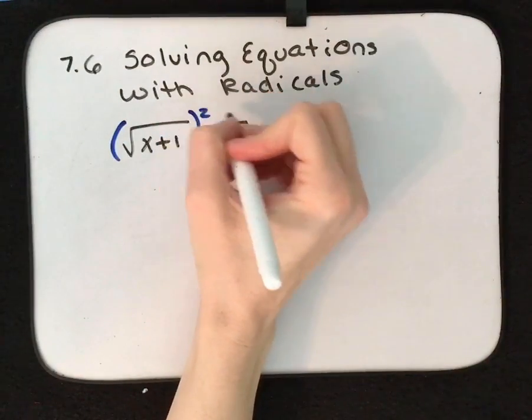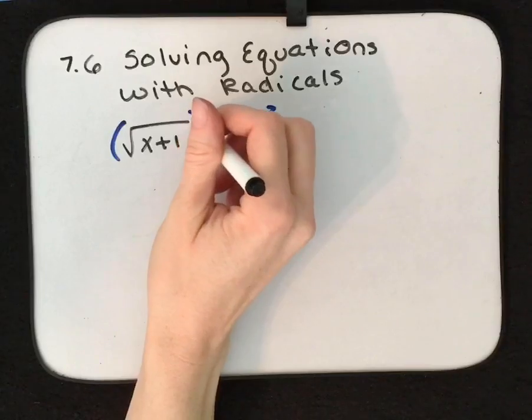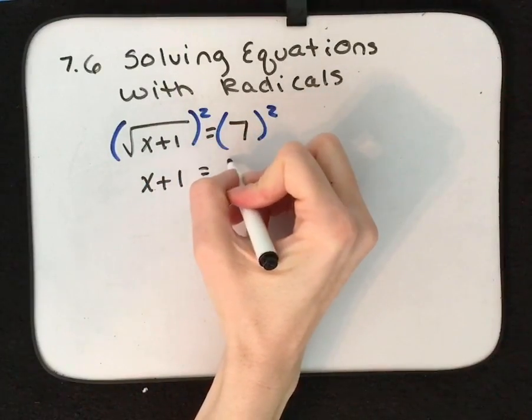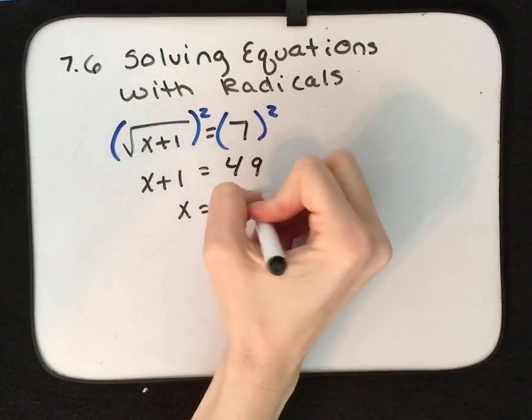So if I square this entire thing, I'll get rid of the square root. The square root of x plus 1 squared just gives us x plus 1. 7 squared gives us 49. So that means x equals 48.